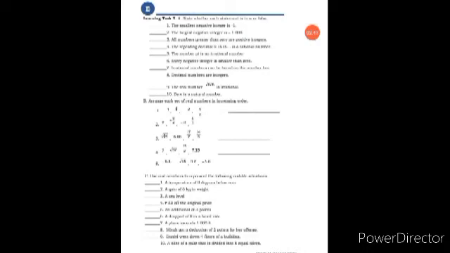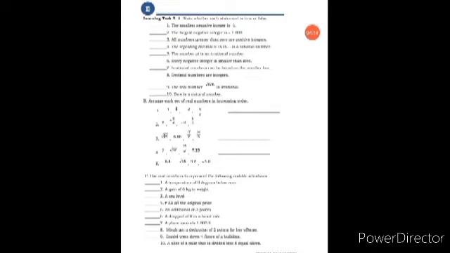Number 6, every negative integer is smaller than 0. Oo. Lahat ng negative mas bababa sa 0. Walang negative integer na mas mataas kay 0 kasi ang lahat ng mas mataas kay 0 ay positive. Next, number 7. So, anong sagot sa number 6? True.